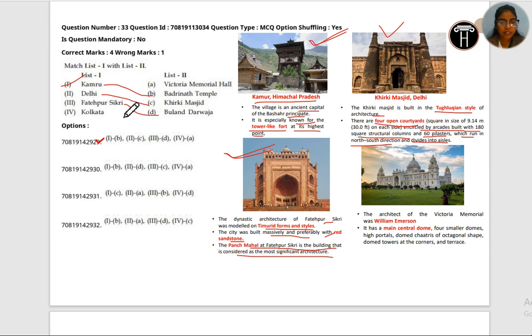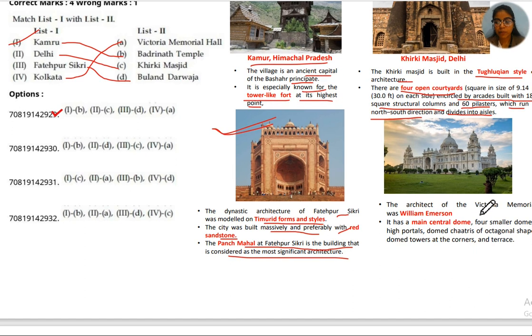The fourth option you have is Kolkata. So in Kolkata we have our Victoria Memorial. See, the important point is the architect of the Victoria Memorial is William Emerson. So this name is important, William Emerson.